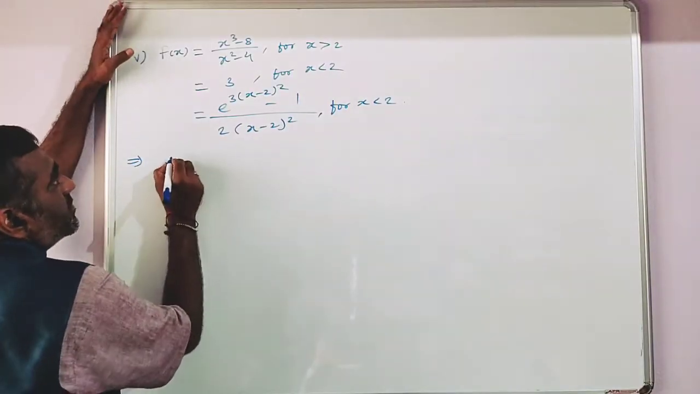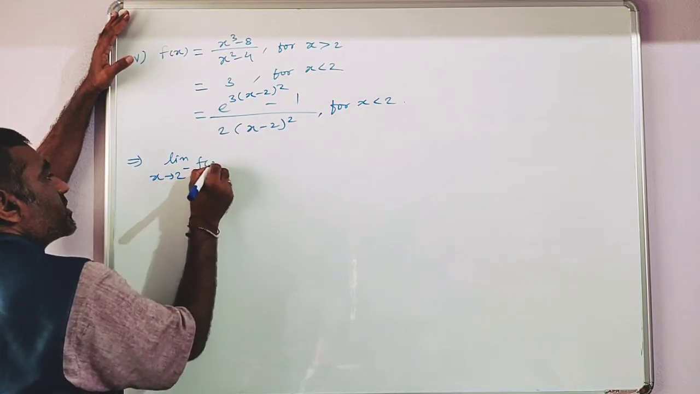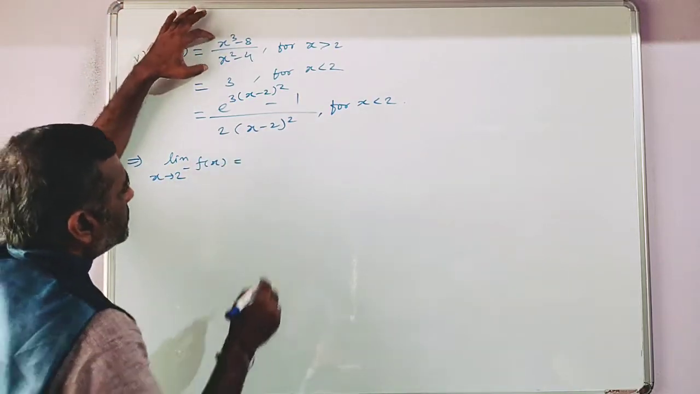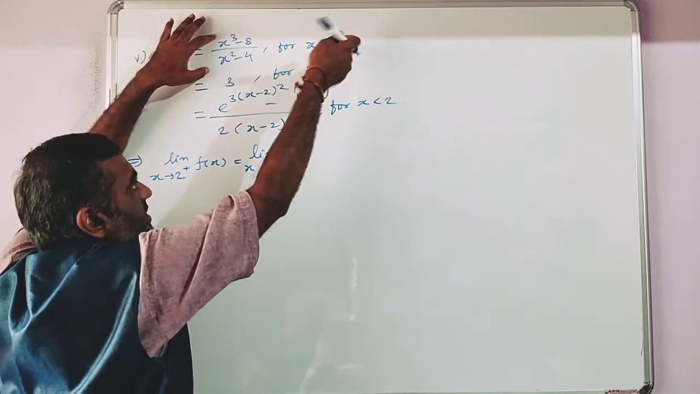Solution. Limit as x tends to 2 minus of f of x is equal to limit as x tends to 2 plus of f of x. Why? Because x is greater than 2.